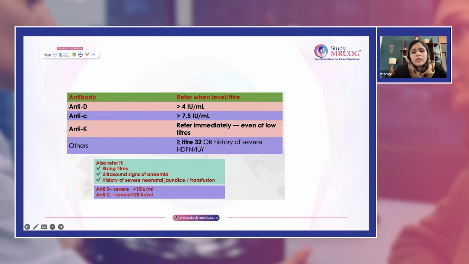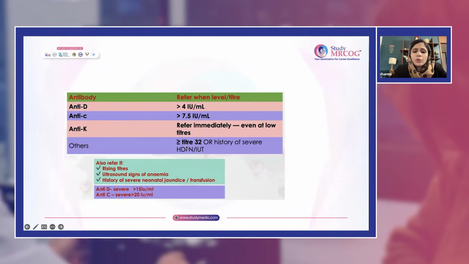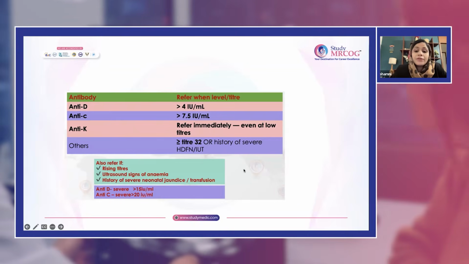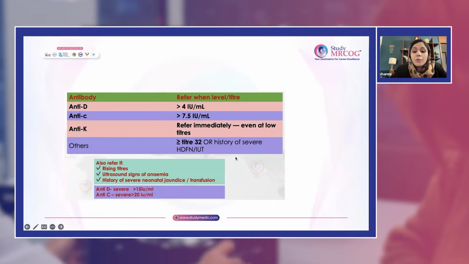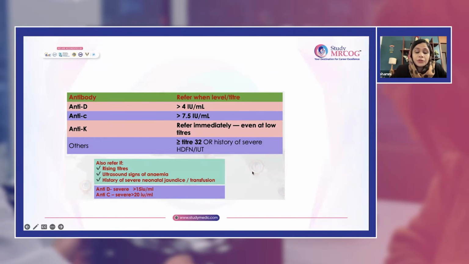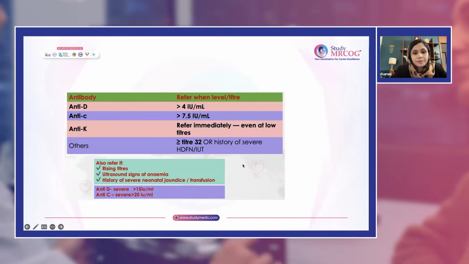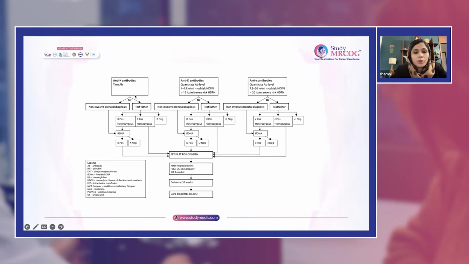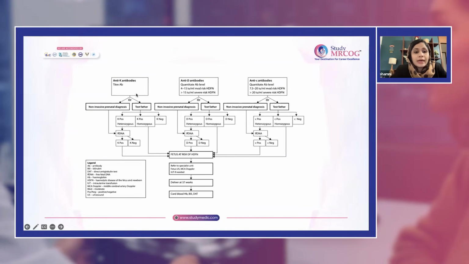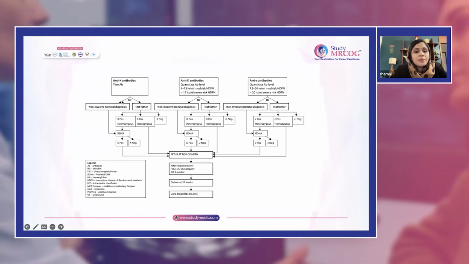Other antibodies, if the titer is more than or equal to 32, or if the patient gives a severe history, previous history of any hemolytic disease of newborn or intrauterine transfusion, then you have to refer. So this is how you are going to approach your patients. If at all anti-K antibodies are there, we already told.